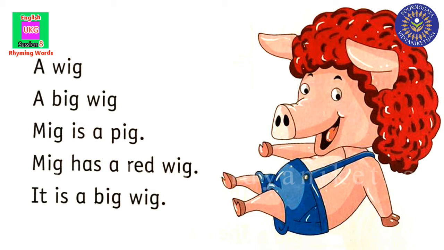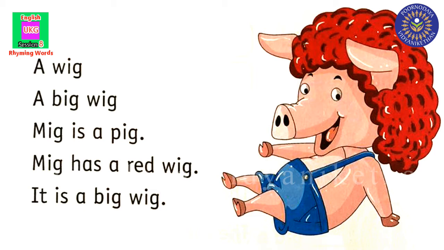A wig. Repeat after me. A wig. A wig. Repeat it. A wig. What is the next sentence? A big wig. Repeat it. A big wig. A wig. A big wig. See the next one. Mig is a pig. Repeat it. Mig is a pig.